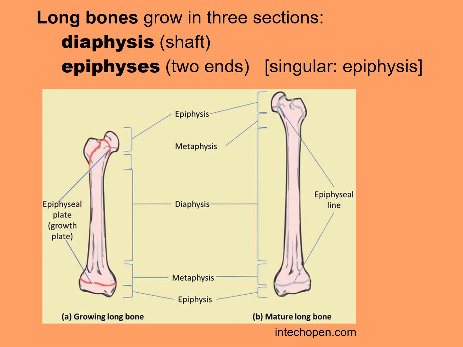The long bones grow in 3 sections: a diaphysis, or shaft, and the epiphyses, 2 ends. So here's another Latin-based word: epiphysis, singular, 1 end; epiphyses, 2 ends. You can see that between the epiphyses and the diaphysis is an epiphyseal plate, and this is where growth takes place.